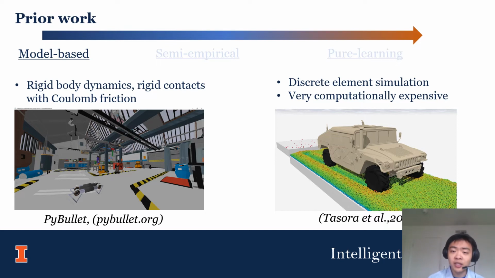On the right, we have a simulator called Chrono. It is a discrete element simulator that simulates rigid and deformable objects interacting with a large amount of small particles. This type of simulation is very computationally expensive. The scene shown in the picture, 1.5 seconds of it, is reported to take about 2 days or so using a computer.